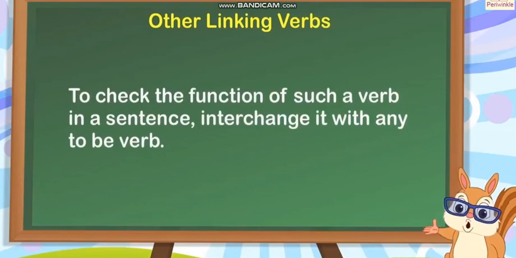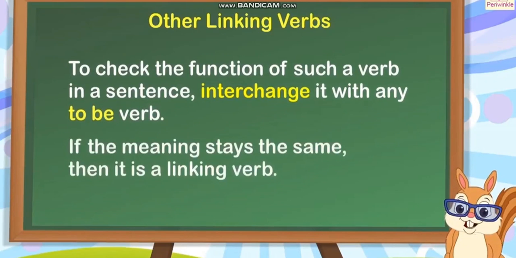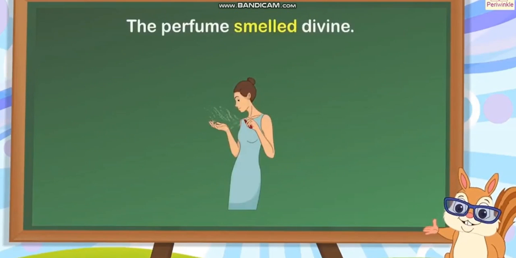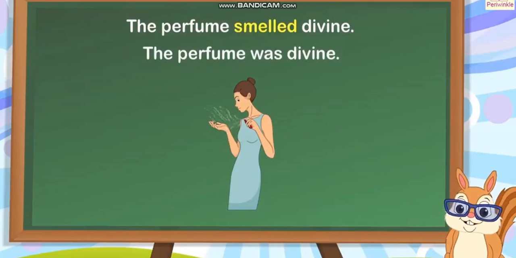To check the function of such a verb in a sentence, interchange it with any to be verb. If the meaning stays the same, then it is a linking verb. For example, the perfume smelled divine. The perfume was divine.